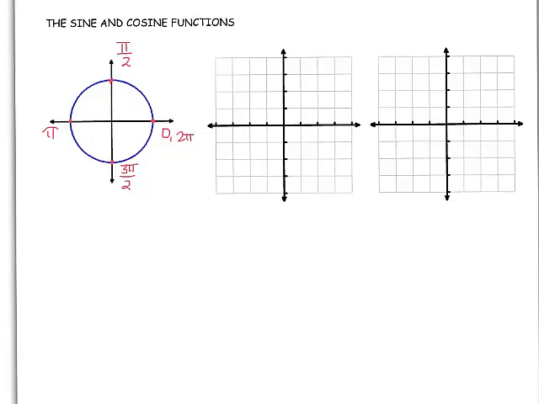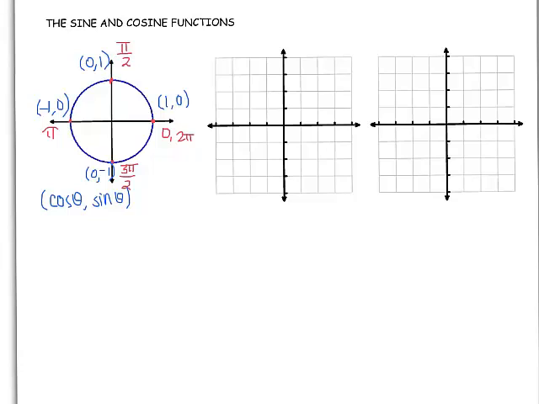Now, if I label those points of intersection, there's the point (1, 0), (0, 1) is up here, (-1, 0), (0, -1). Now, you've learned in the past in other chapters that every point of intersection on this circle is (cosine of the angle, sine of the angle). That means that the x value goes with cosine and the y value goes with sine.